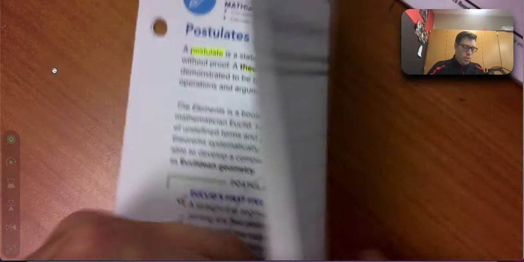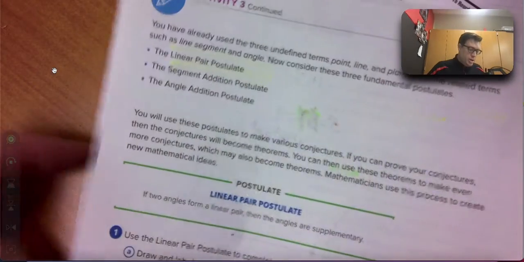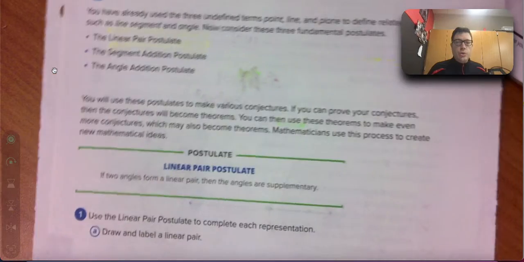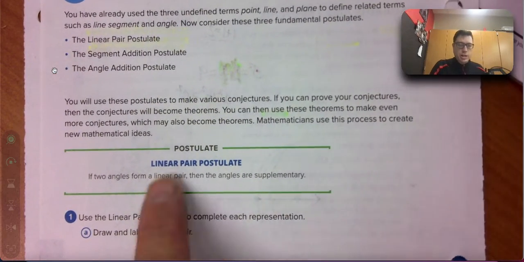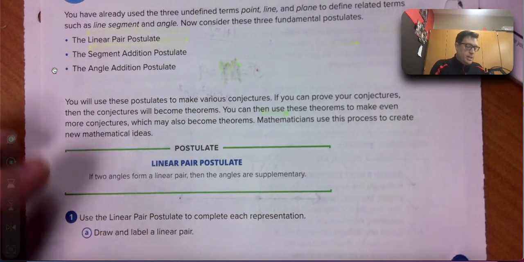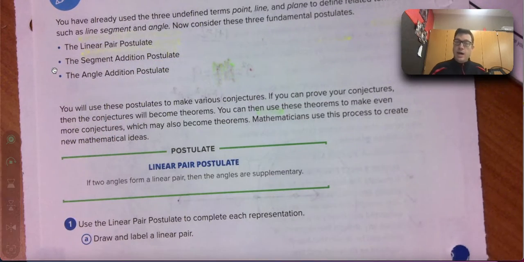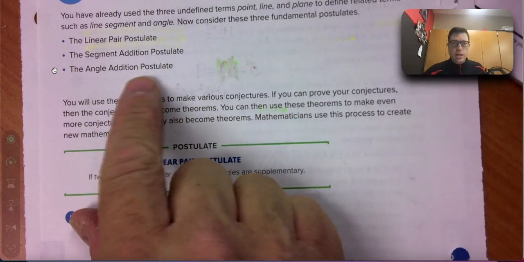All right, I want to set up another video for you. I'm going to go ahead and acknowledge that we are going to do the linear pair postulate in the next video, the segment addition postulate in the video after that, and the angle addition postulate in the fourth video of this sequence.